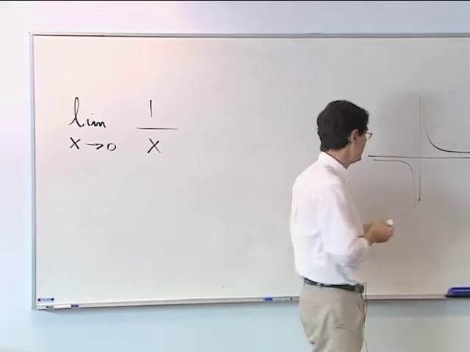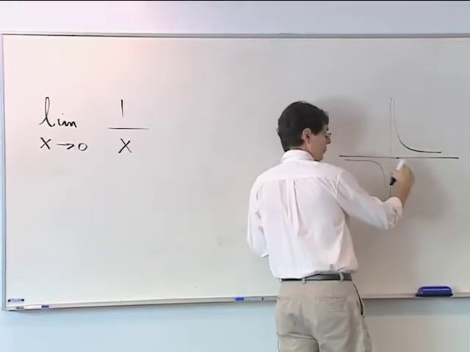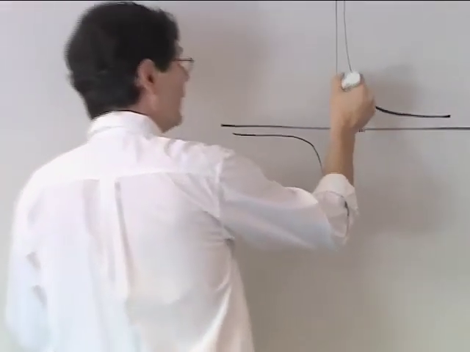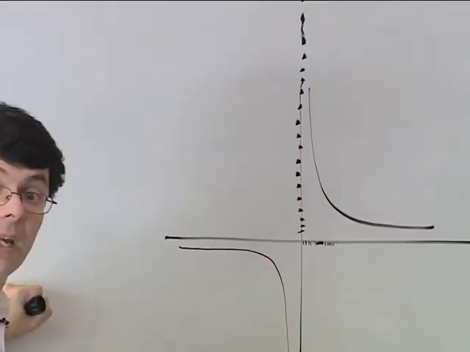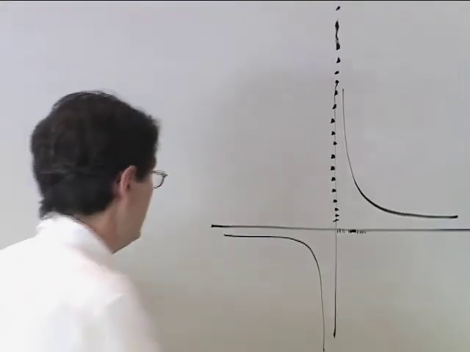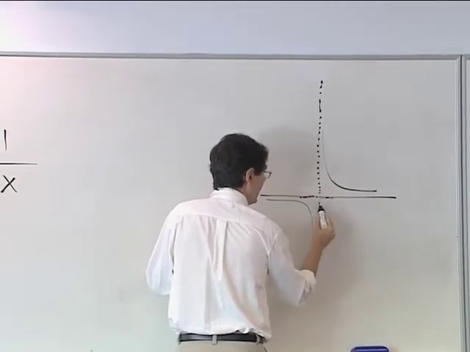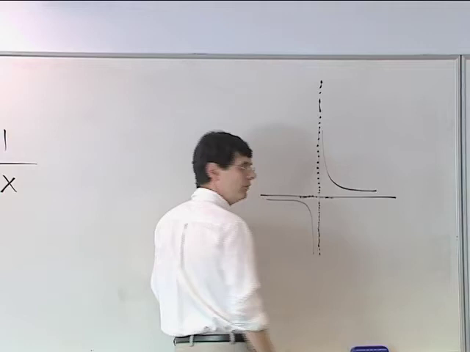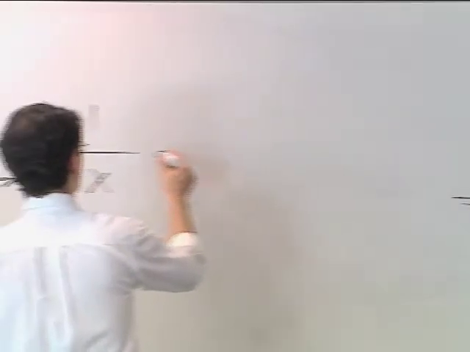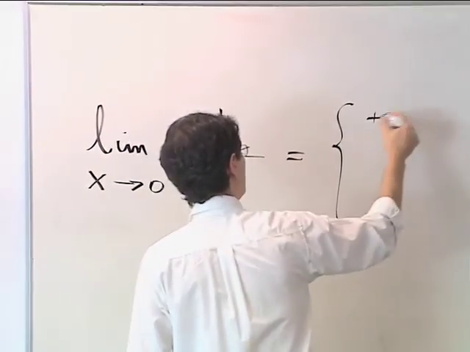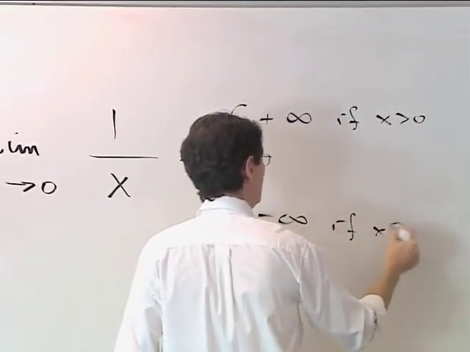Okay? So if you're coming towards 0 from positive x, your y values are going larger and larger and larger to infinity. Likewise with x negative. If you're going towards 0 on the negative side, the values of y are going to negative infinity. Okay? So this guy here is plus infinity if x is positive, and negative infinity if x is negative.